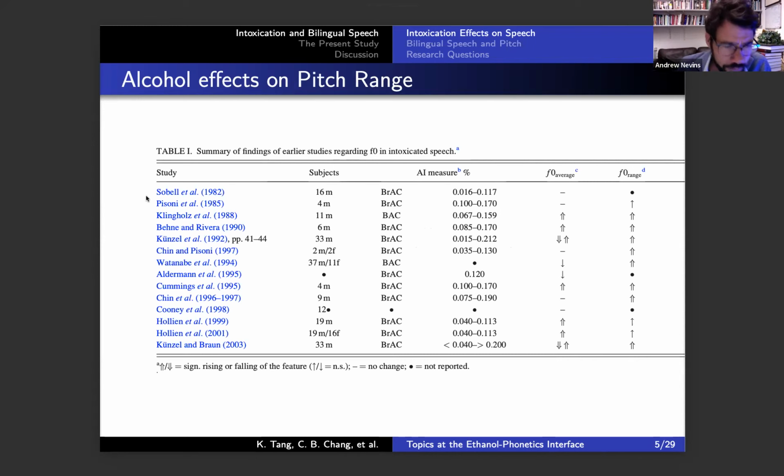We have here, I don't know, a dozen studies that are conducted across a range of languages, sometimes with males, sometimes with females. And you see that for all of these, even though maybe to some degrees the average F0 may change, the range always increases. Okay, the range of your pitch envelope will increase across different languages as a function of intoxication. This is across also a variety of blood alcohol levels.